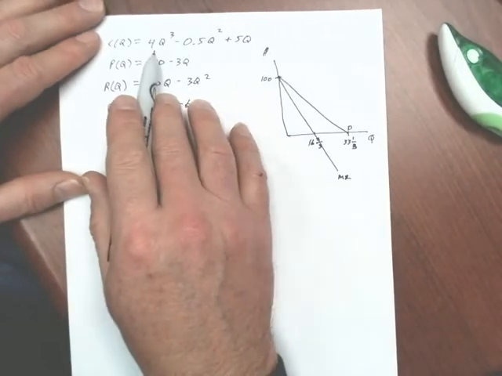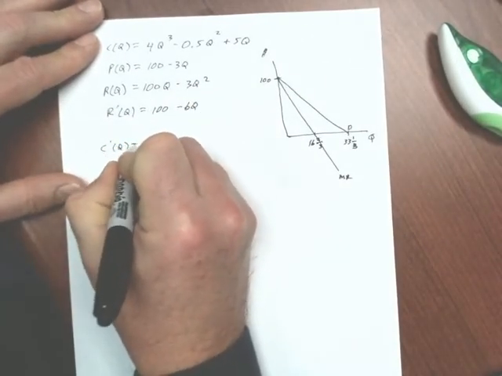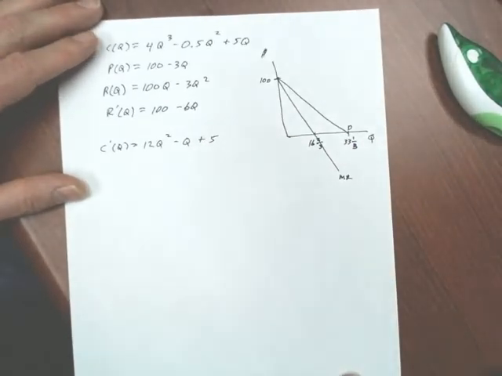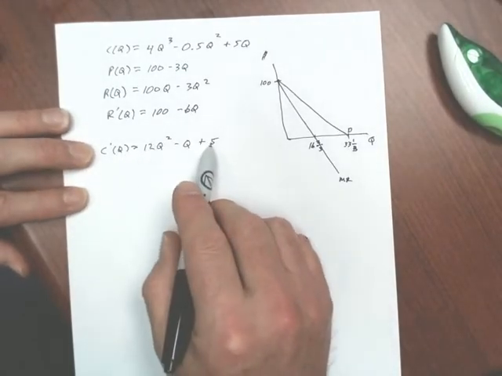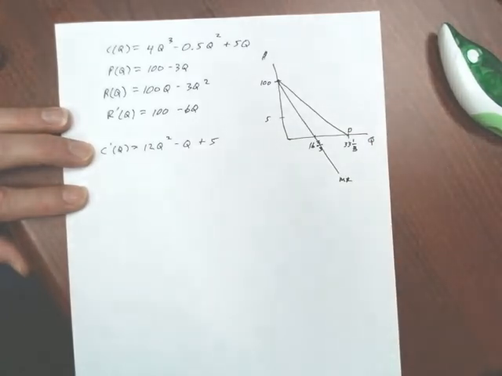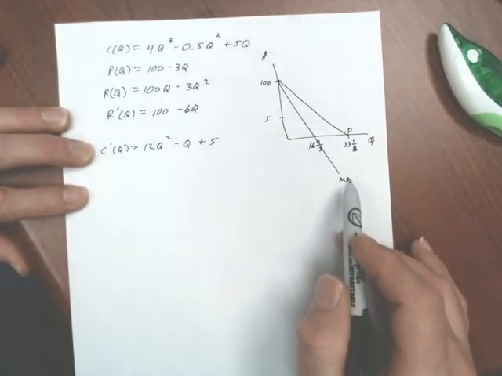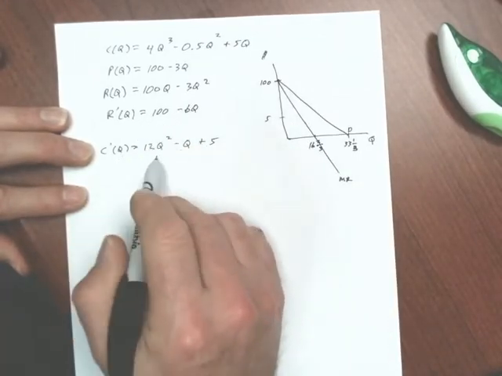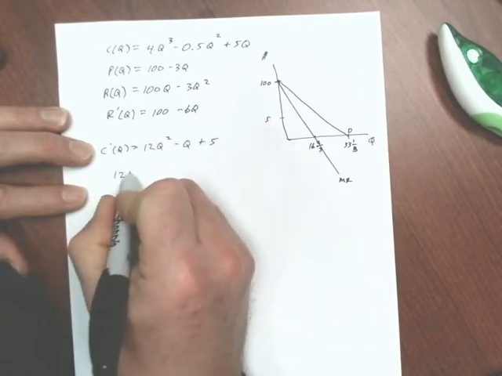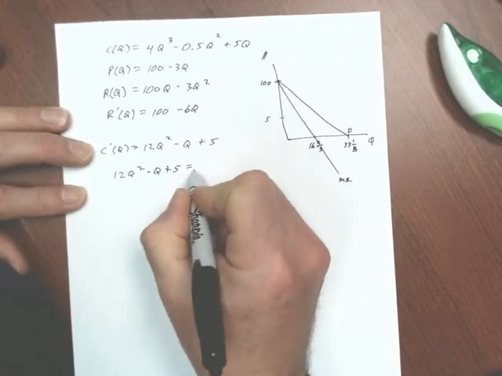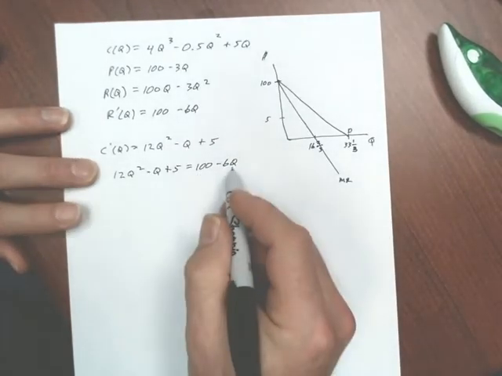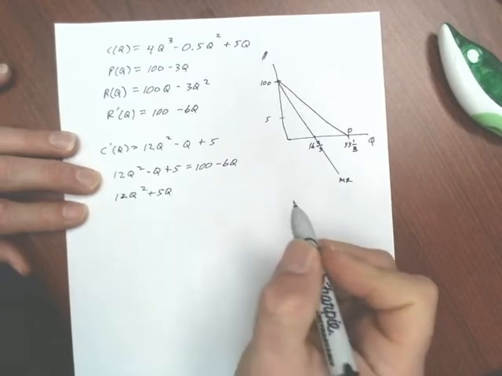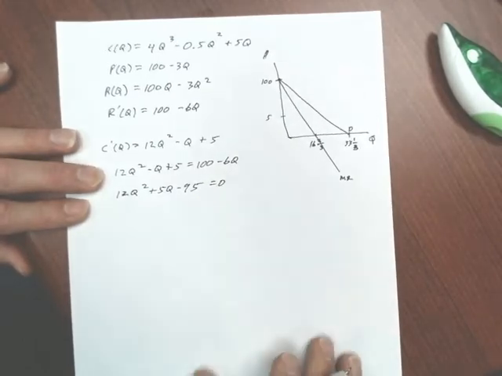Okay, now let's go ahead and graph marginal cost, a derivative of the total cost function. That equals 12Q squared minus Q plus 5. Okay, it has a vertical intercept of 5. Okay, and where does it cross the marginal revenue function? Well, that is our profit maximizing output level. So we're going to set this equal to this. Okay, in other words, marginal cost equal to marginal revenue. So this gives us 12Q squared minus Q plus 5 equals 100 minus 6Q. Rearranging and simplifying, we get 12Q squared plus 5Q minus 95 equals 0.